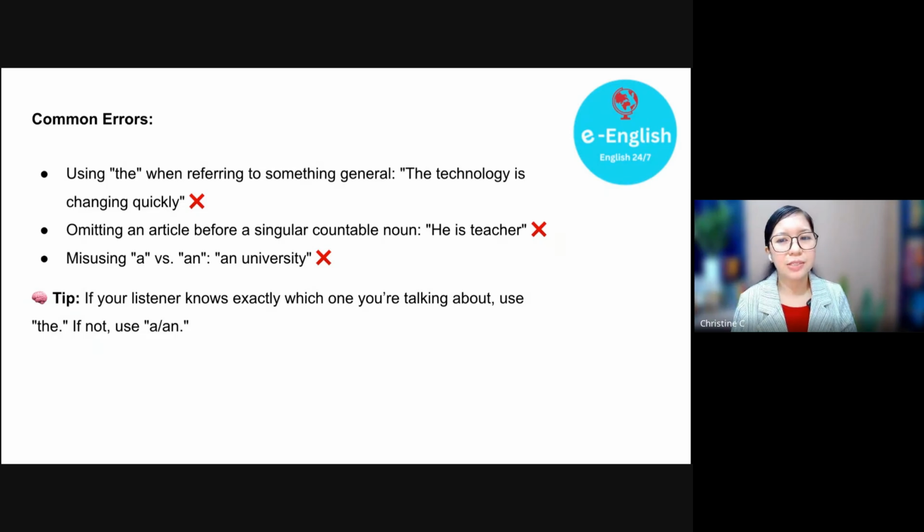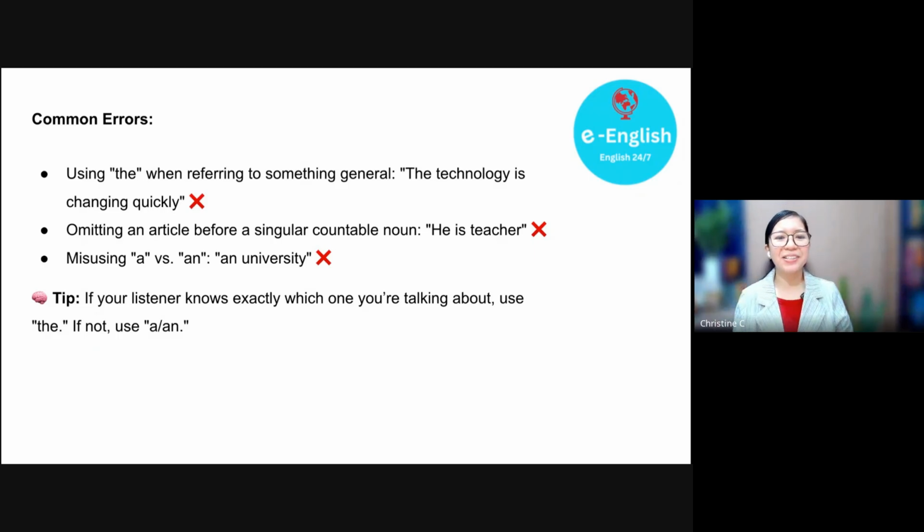Another common error is omitting an article, the missing article before a singular countable noun. When we're referring to a certain thing, we need a or an. He is teacher. He is a teacher. You're trying to mention that this person is one teacher or a certain teacher. He is a teacher. So be mindful of needing an article where it is missing.